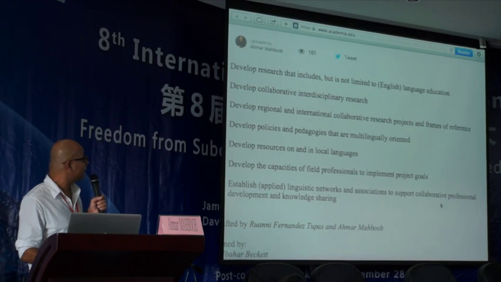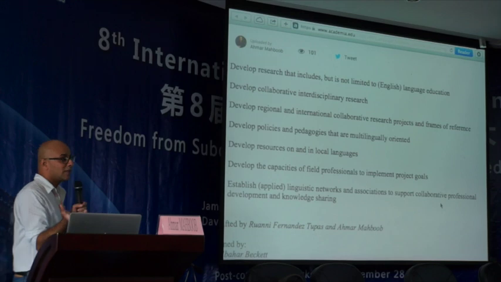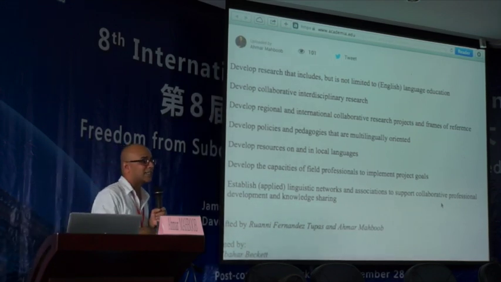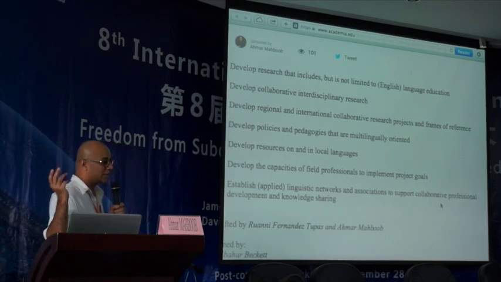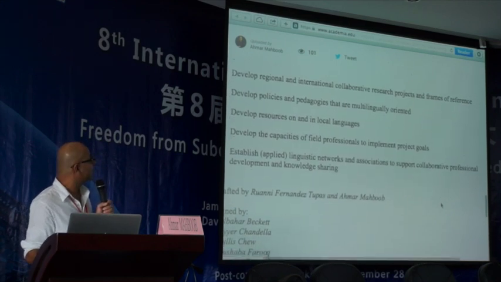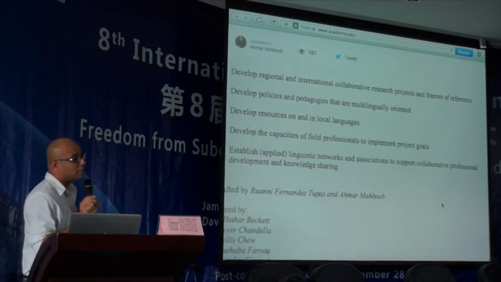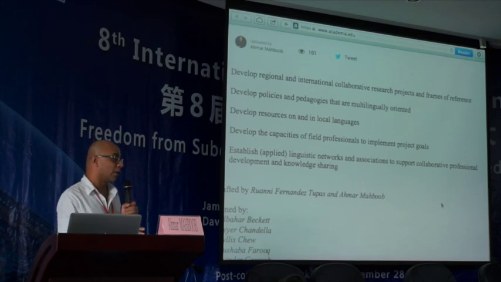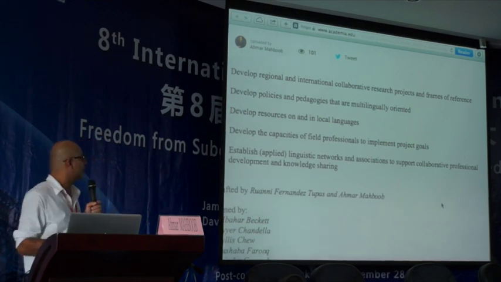Develop collaborative interdisciplinary research. Again, Jim's talk today exemplified how you can have very useful discourse between, for example, sociology and linguistics, but this can be across any discipline. If you want to look at medical examples, then medical professionals, medical schools, and linguists could be very useful. Develop regional and international collaborative research projects and frames of reference. By frames of reference, we mean that you need a frame of reference that is adapted to the context in which you're working, not simply adopting one that has been published in the West or in English or through English, but looking more at the local context.